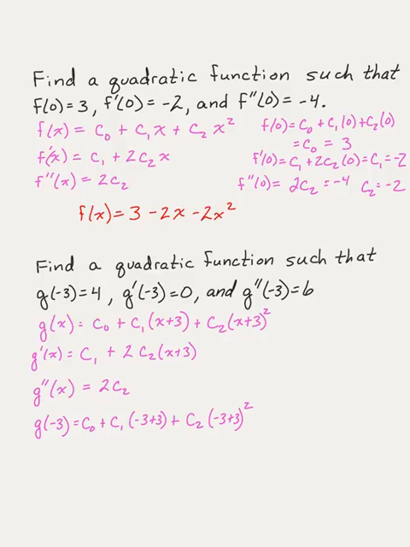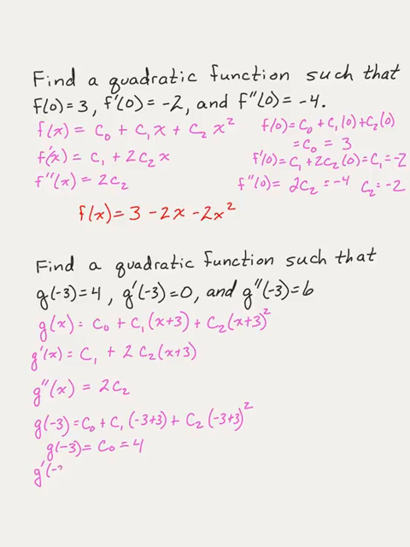And that is going to leave us with g of negative 3 is equal to c sub 0. And g of negative 3, we know from above, is 4. So therefore, c sub 0 is equal to 4. All right, so let's carry this on now.